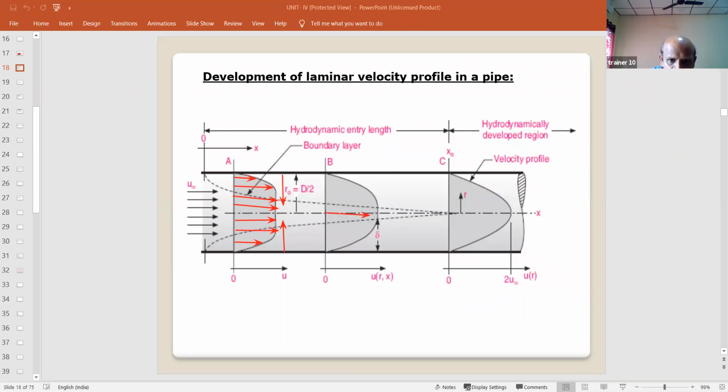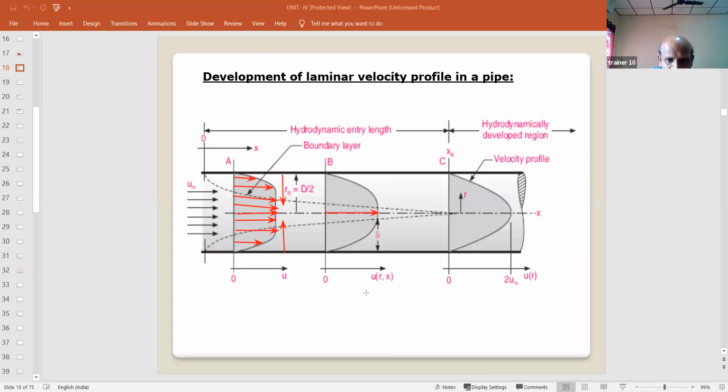If you see the velocity on axis for both these velocity profiles, let us say this is u1, and this is u2. If you see these two diagrams, u2 is greater than u1. Okay, and the dashed lines represent the boundary layer, and these represent the velocity profile.